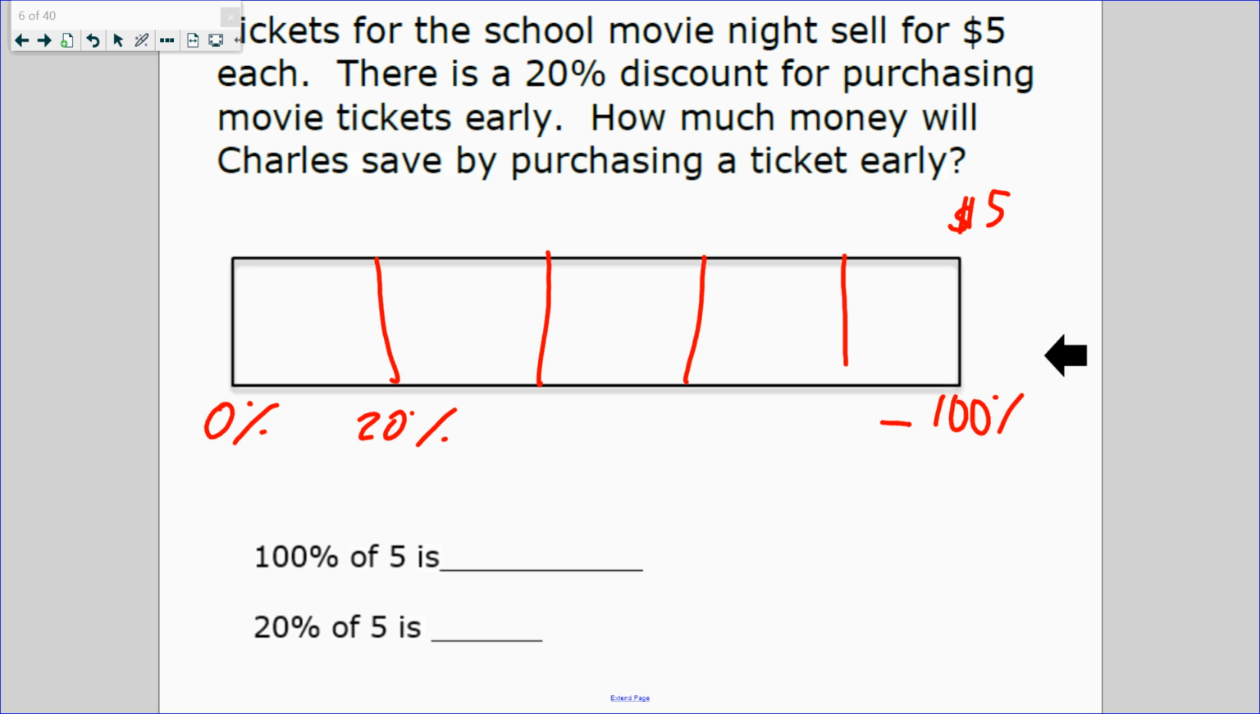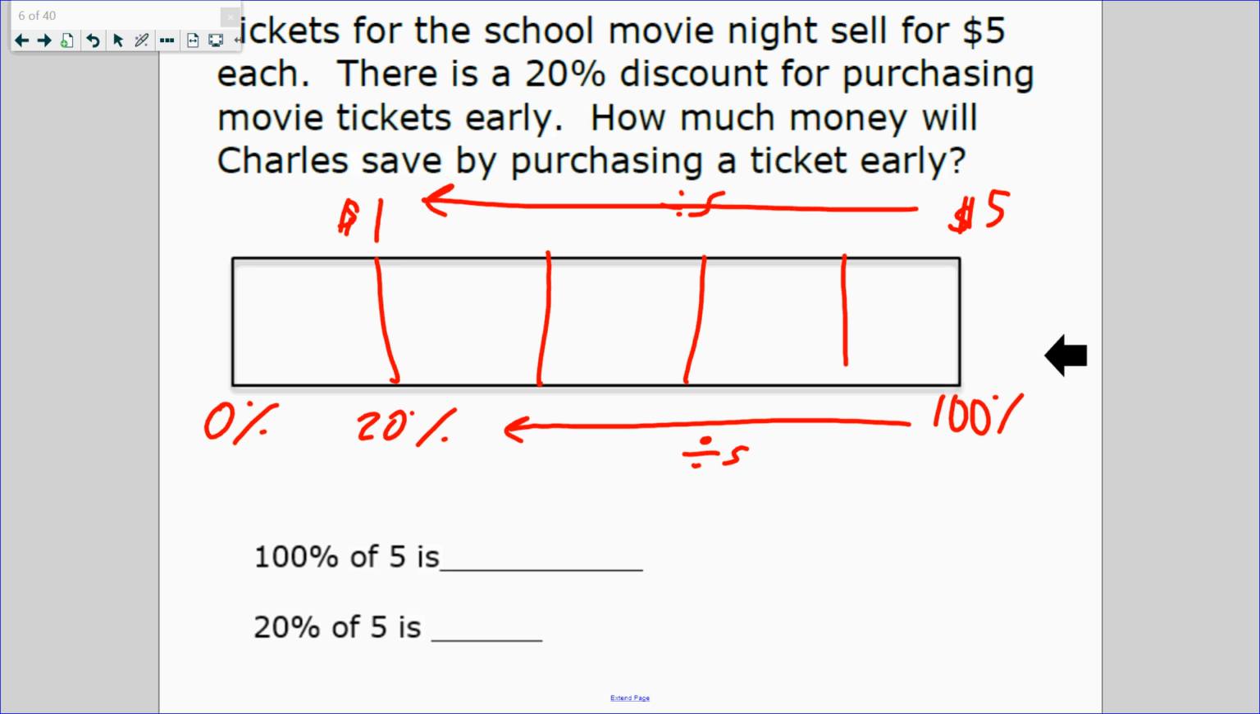Can I break 100% into 20%? What's the relationship? Divide by 5. So that'll be $1. So each 20% represents $1. So 100% of 5 is 5. 20% is 1. So what if it is 40%? What's the relationship between 20% to 40%? Times 2.